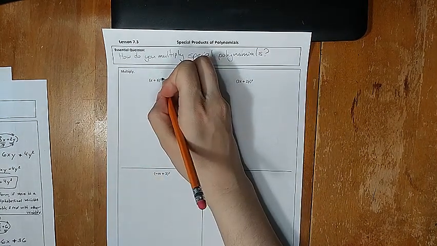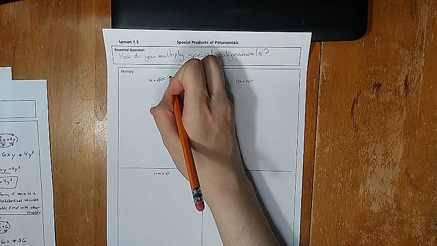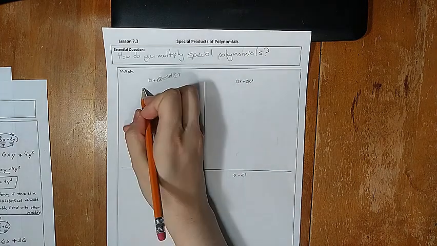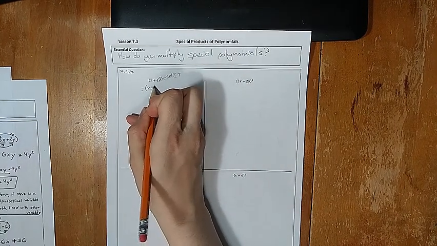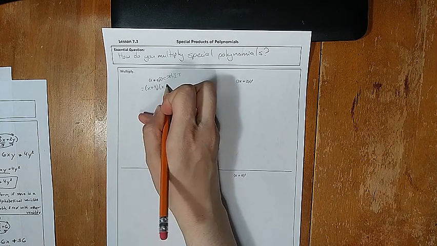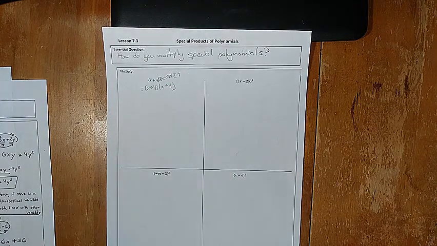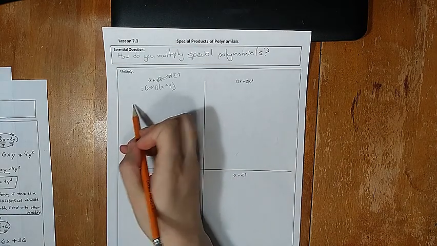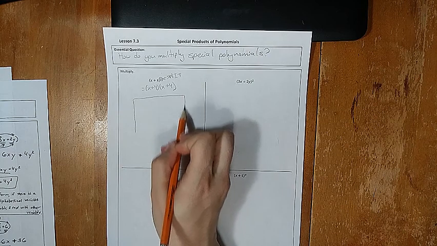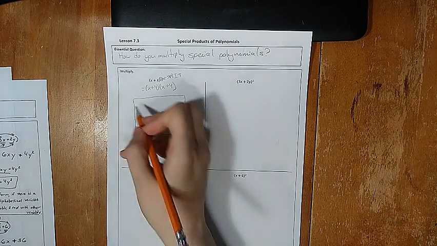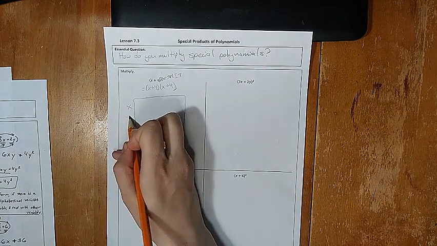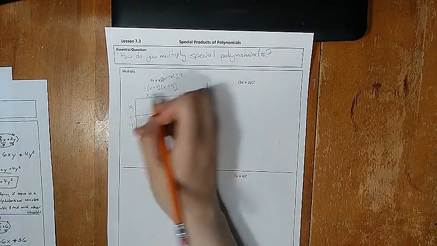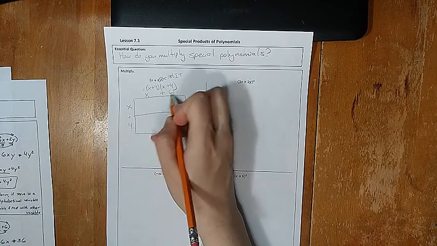Remember, this exponent right here means that we need to split this up. So we really have (x + 4) times (x + 4). I'm going to do the area model on this first one here. So I'm going to take my box, and along the side I'm going to do an x plus 4. And along the top, I'm going to do an x plus 4.